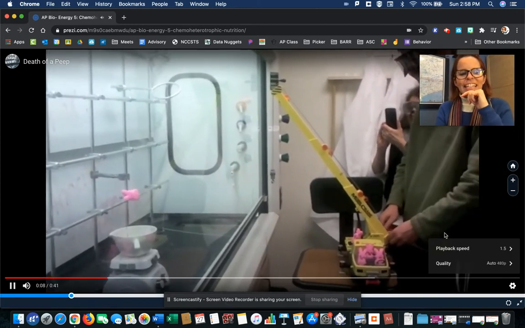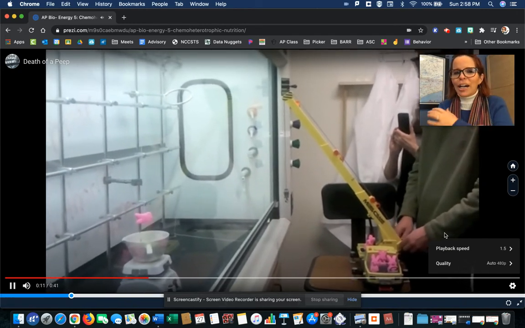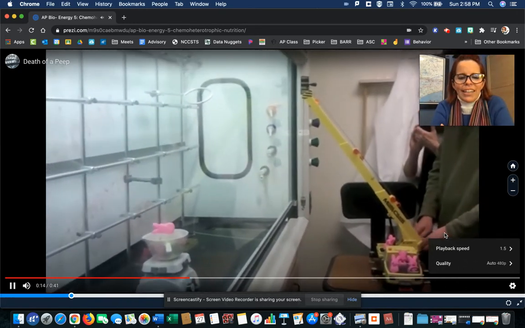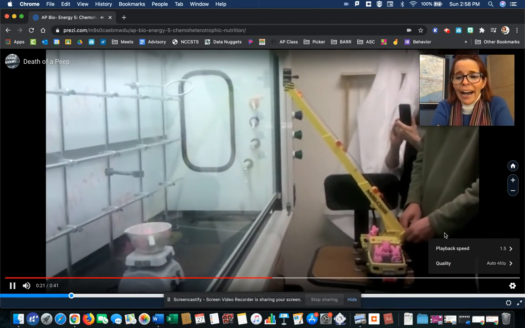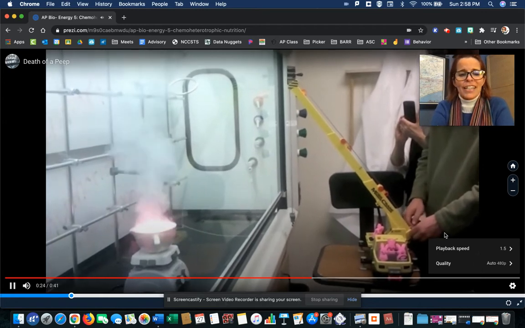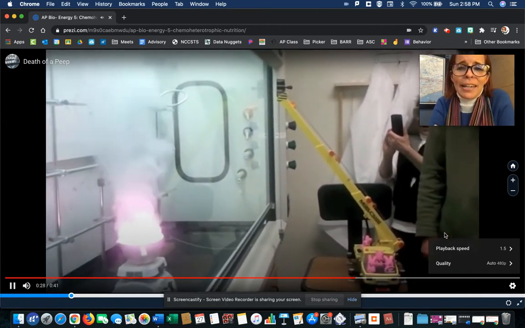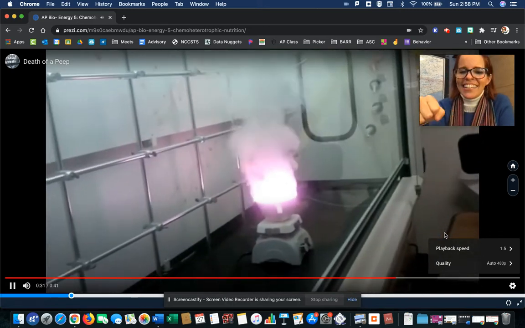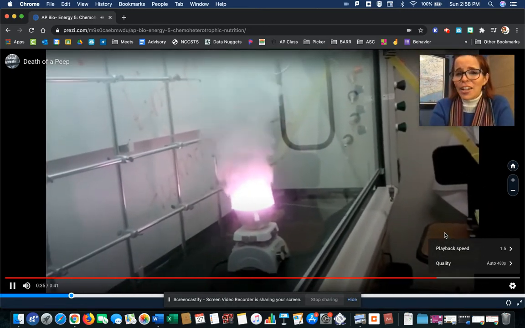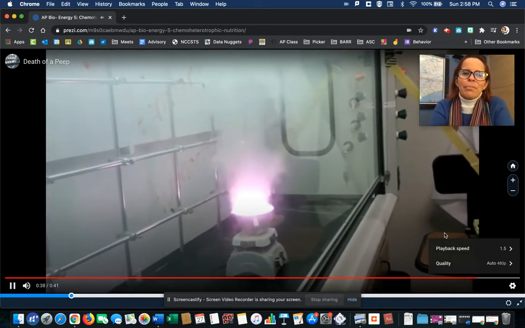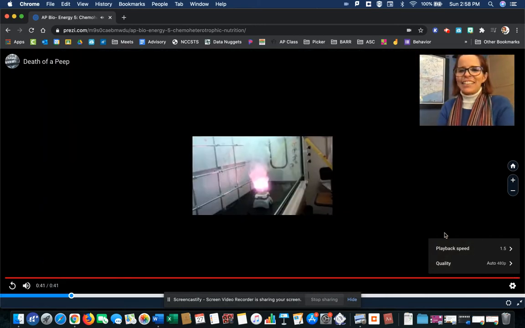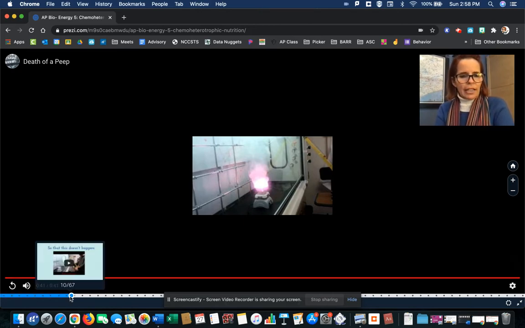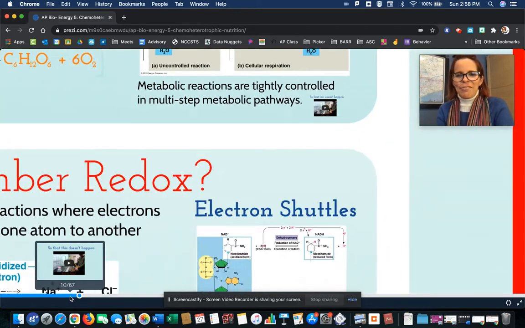So what all they're doing is heating up a peep. So that's a hot plate that's underneath the peep. And they're just trying to show you how much energy is stored in a little peep. There's a ton of energy. They didn't add anything else. It's just a peep that they're burning here. But peeps have an enormous amount of energy stored in them. That's what a calorie is. A calorie is the amount of energy stored in it. All right, so I've got to figure out how to keep going here. There we go. We're going to move on.